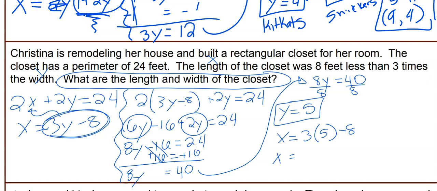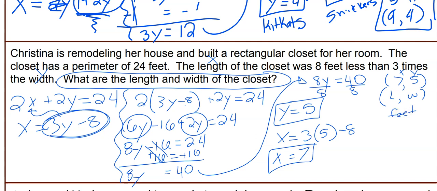Anyone know? 7. So we suspect that our answer is 7 comma 5. That's our x, that's our y. And really the x stands for our length, and the y stands for our width. And what are we measuring in? What kind of units? Feet.